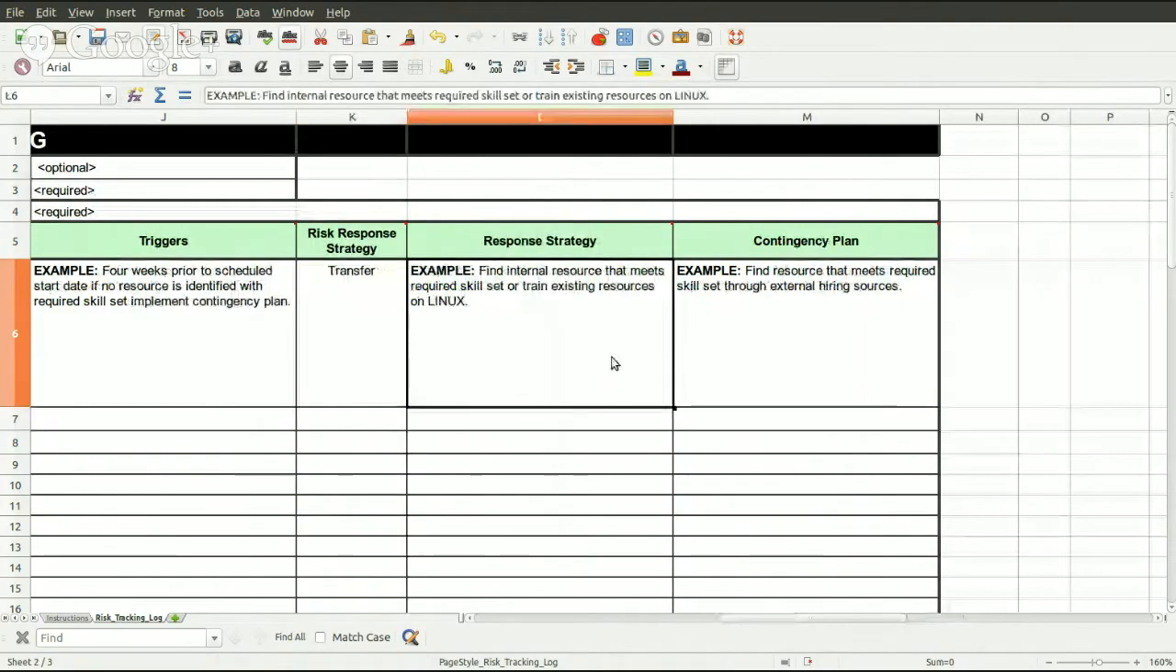And then here's just showing the response strategy. So here's just showing an example: find an internal resource that meets the required skill, or set training on existing resources. So here's just what the response is, and then of course the associated contingency plan with that actual response.